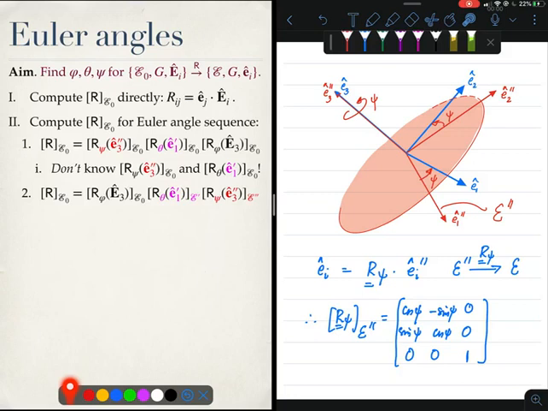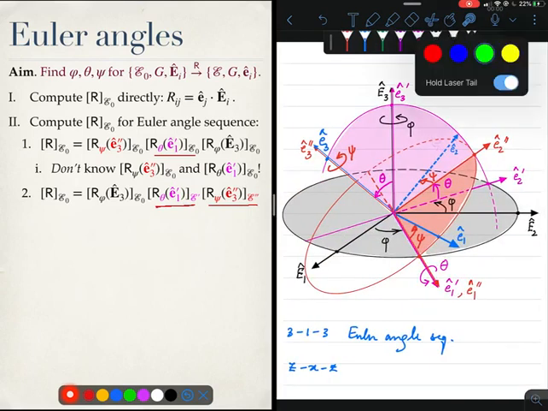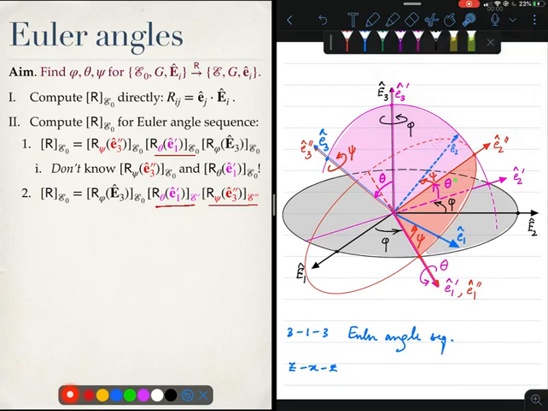Okay, when you do that, you will find that R in E0 can be given by this formula. In this formula, you will notice that now R psi is evaluated in E double prime, which I have just found over here, which I know is easy. R theta, which was originally required in E0, is now required in E prime, which again is a 2D rotation, as you can see from this picture. So the theta rotation is a rotation about E1 prime. So R theta is known in E prime.